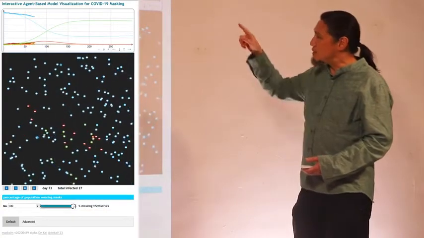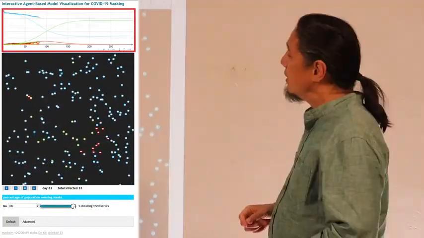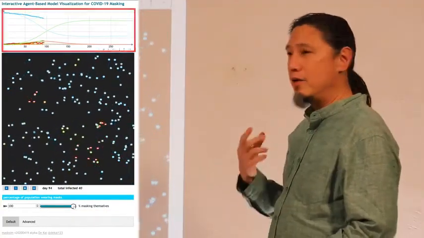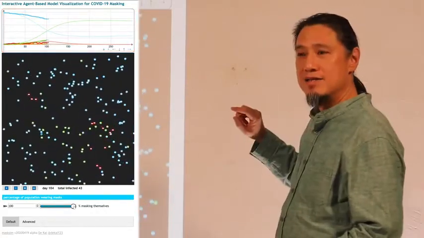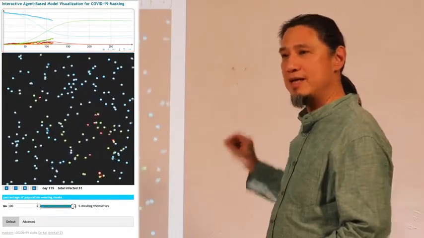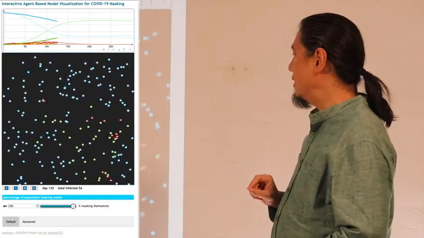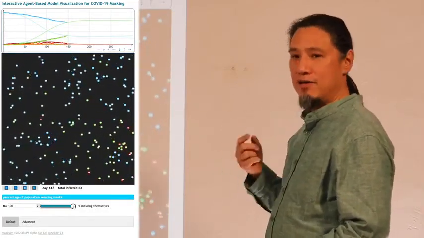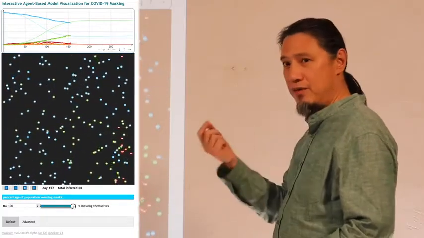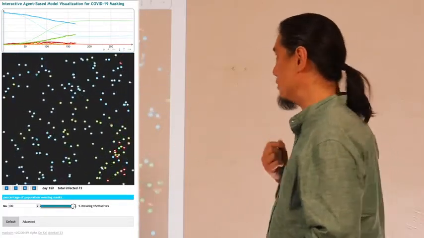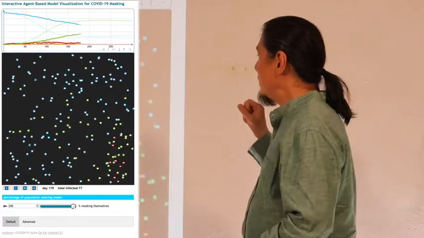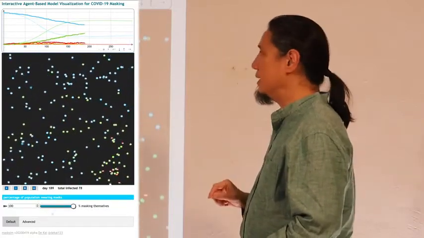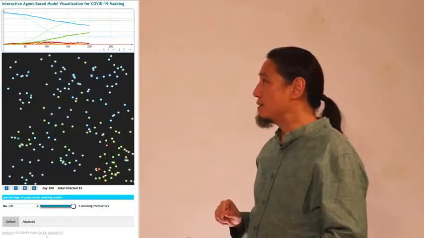And look what happens to the curves, right? The masks are, even though we set those masks to be only 70% effective, meaning that they're only stopping 70% of the droplets from getting through in either direction for transmission or absorption, that is enough to significantly cut down on the rate of virus spread.